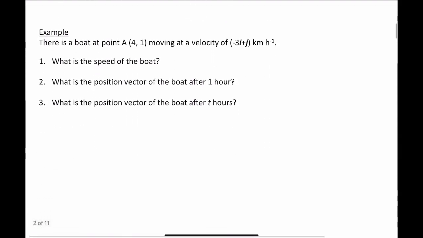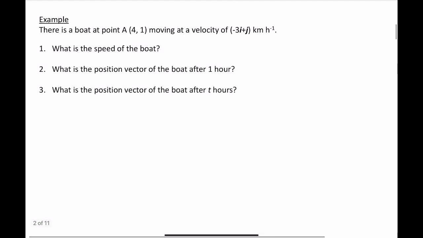Okay, so for example, we have a boat at point 4,1 and it's moving at a velocity of -3i plus j kilometers per hour, and we're asked what is the speed of the boat. Okay, first of all, let's just visualize what's happening. So if we imagine on a set of XY coordinate axes, these define the position of the boat, and we have some boat, let's say here, this is boat A, and we're told that's at 4,1.